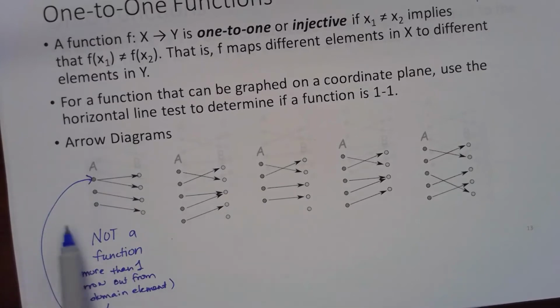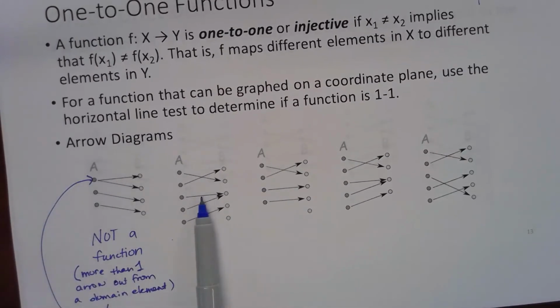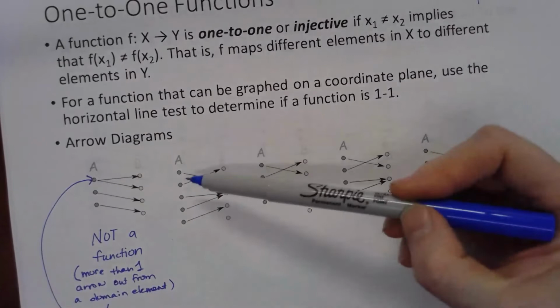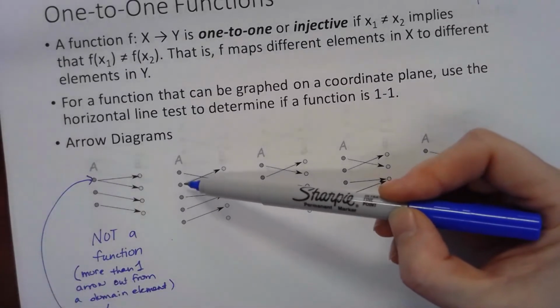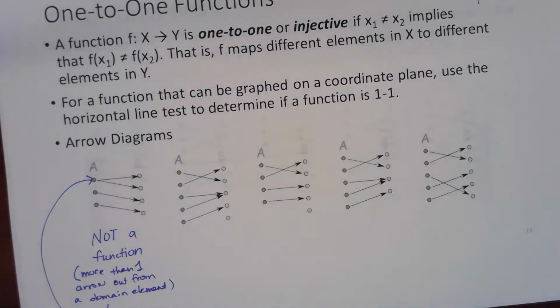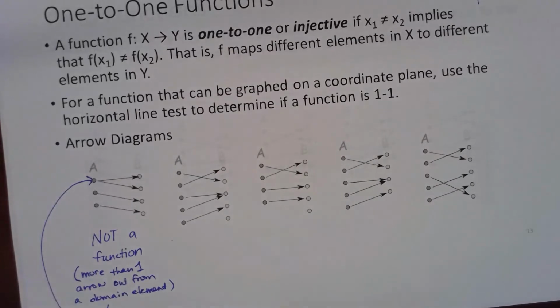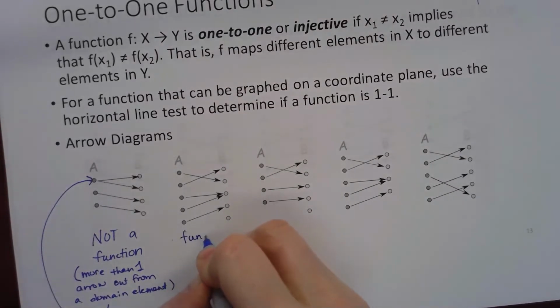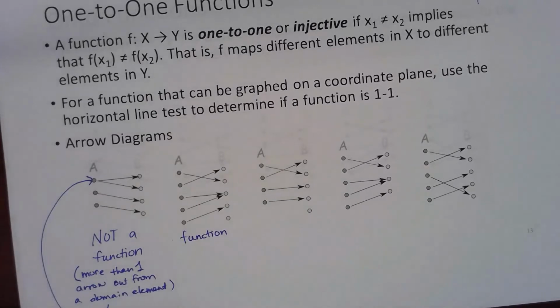Okay. I come over here, the first thing I could do is check, is this a function? Well, I could just check, is there only one arrow coming out? Yes, yes, yes, yes, yes. As long as there's only one arrow coming out, I know this is a function. So this one is definitely a function. Okay. Now the question, is it one-to-one?